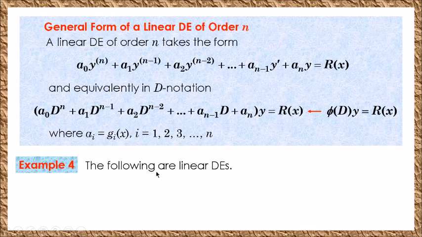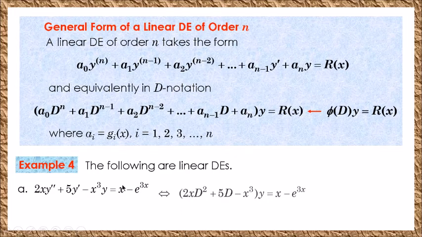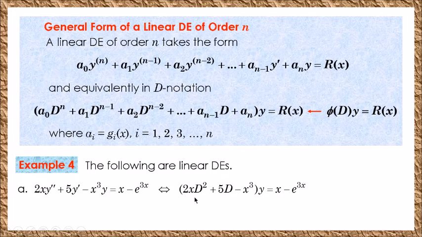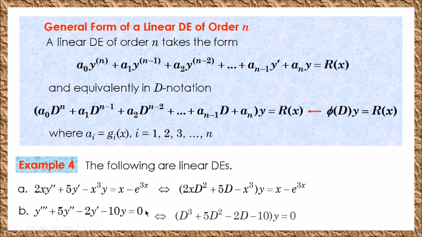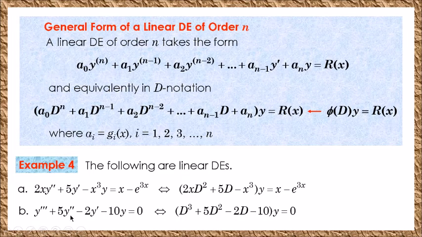Example 4, the following are linear differential equations. This is in prime notation, 2xy double prime plus 5y prime minus x cubed y minus x equals x minus e to the 3x. In d notation, we have (2x d squared plus 5d minus x cubed) applied to y equals x minus e to the 3x. Y triple prime plus 5y double prime minus 2y prime minus 10y equals 0. In d notation, we have (d cubed plus 5d squared minus 2d minus 10) applied to y equals 0.